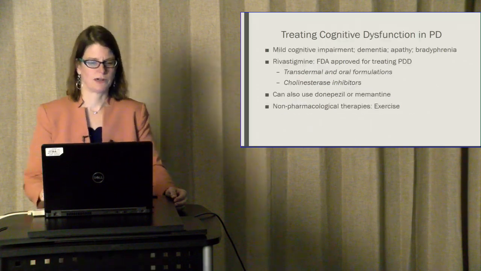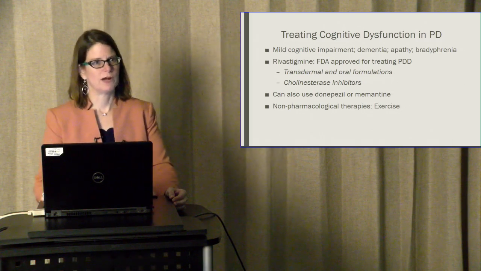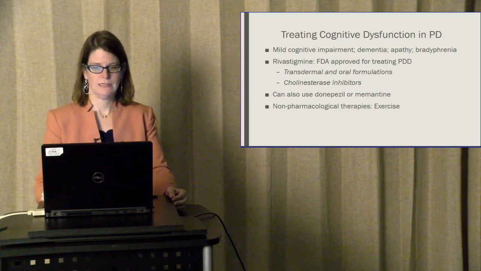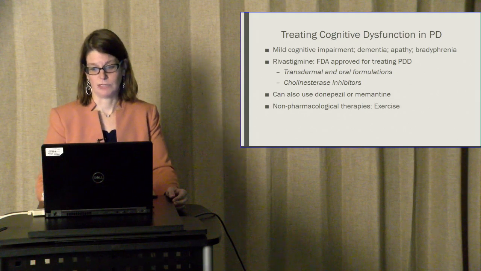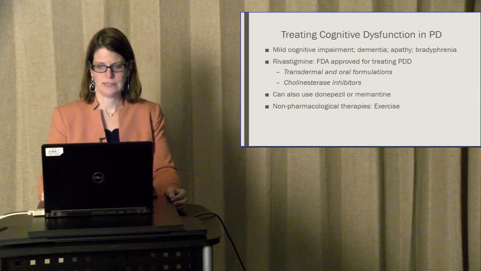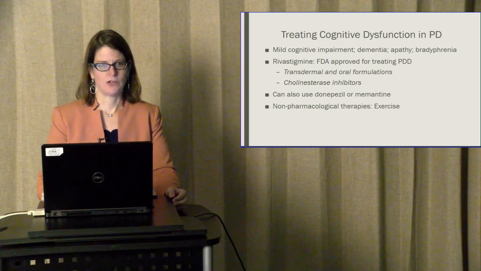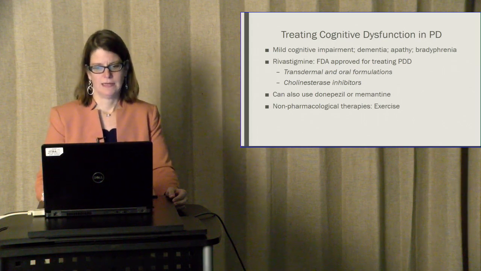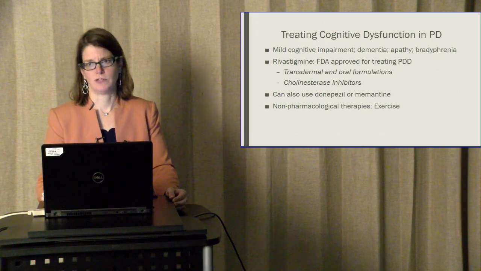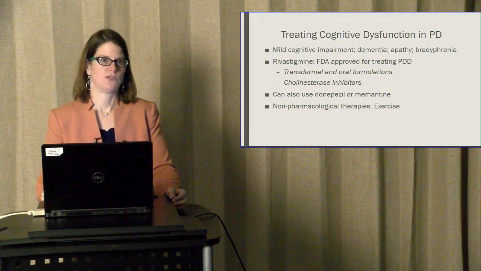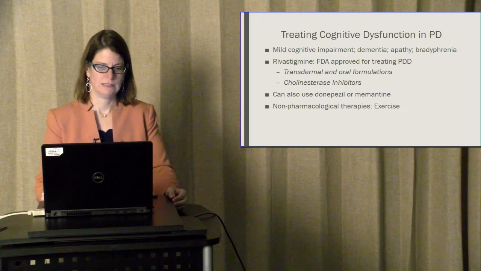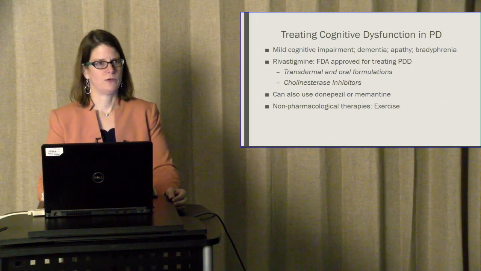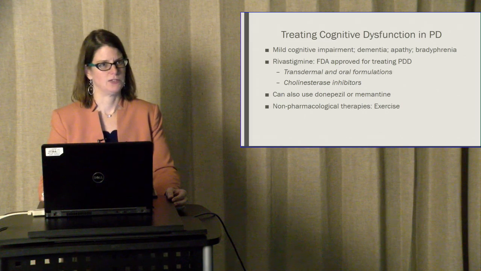So treating cognitive problems in Parkinson's, there's mild cognitive impairment, which is very common, even in the early stages, and can lead to dementia. Certainly Parkinson's disease dementia is a frequently experienced problem as well, especially in later years. I mentioned earlier apathy and bradykinesia. So the only FDA-approved medication for Parkinson's dementia and cognitive problems is rivastigmine, and it actually can sometimes be useful for people who have REM sleep behavior disorder and hallucinations as well. And it has both transdermal and oral formulations, and it is a cholinesterase inhibitor. And not FDA approved specifically for Parkinson's, but donepezil and memantine can also be used.